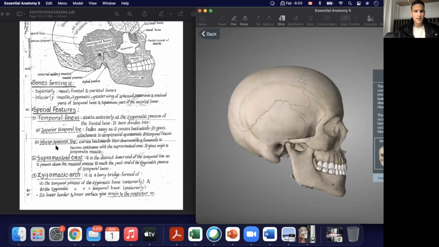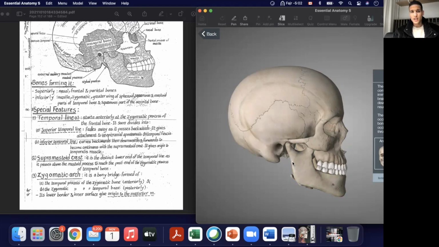You have also the supramastoid crest, which is this part. It reaches the posterior end of the zygomatic process of the temporal bone right here. You also have the zygomatic arch. You see this part is formed by the temporal process. That's the zygomatic bone, and it has this process right here. This process is called the temporal process because it's reaching towards the temporal bone, and also the zygomatic process of the temporal bone. And this structure is called the zygomatic arch.